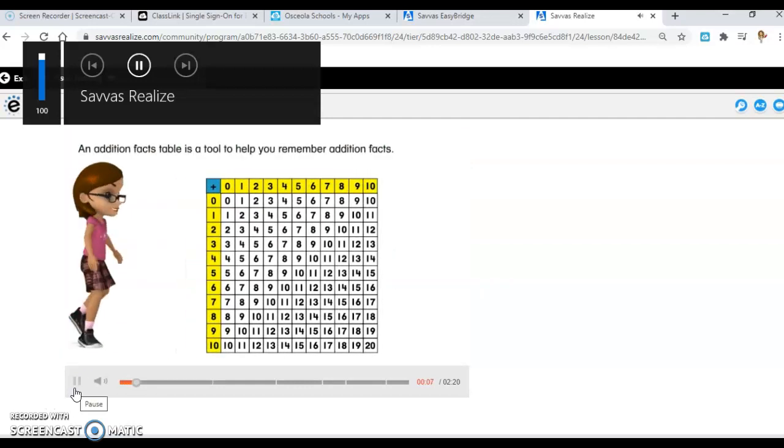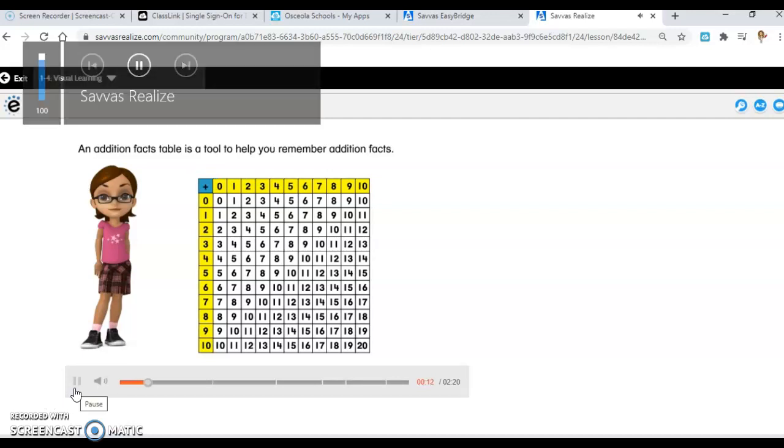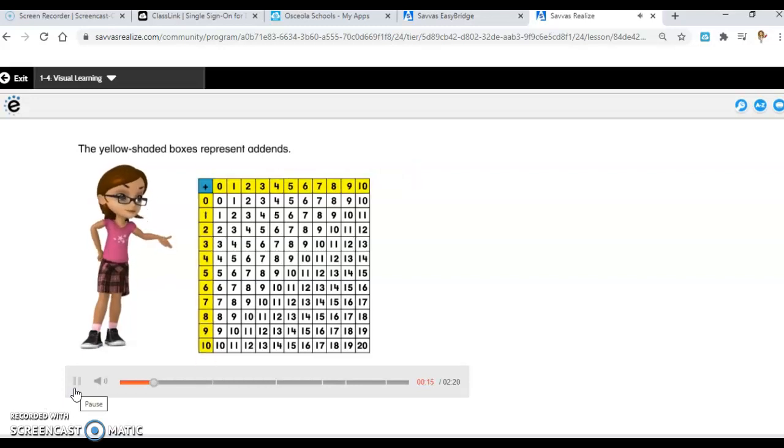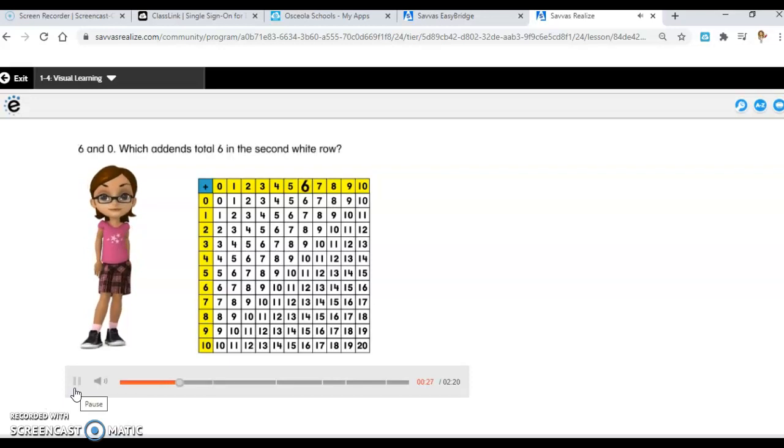An addition facts table is a tool to help you remember addition facts. The yellow shaded boxes represent addends. Which addends total 6 in the first white row? 6 and 0. Which addends total 6 in the second white row? 5 and 1. What is another equation you can write to show the sum of 6?